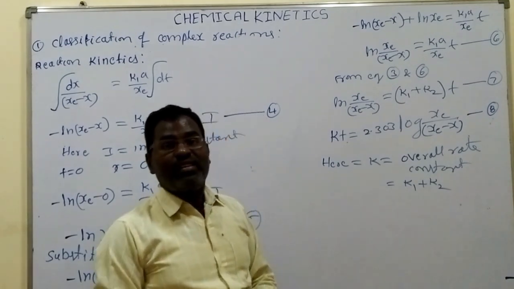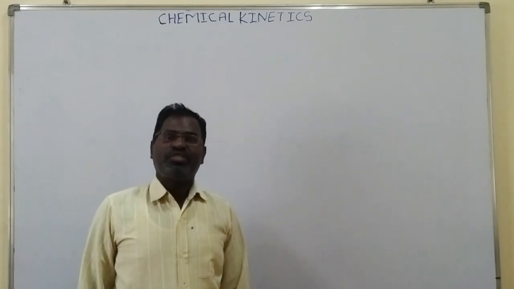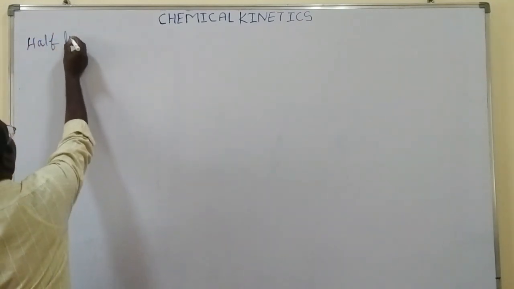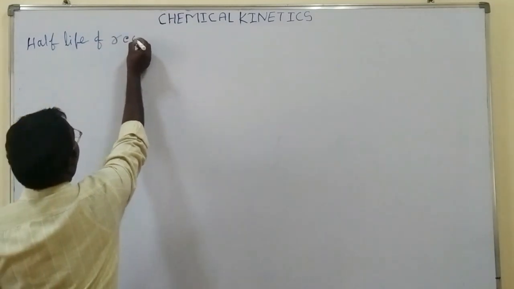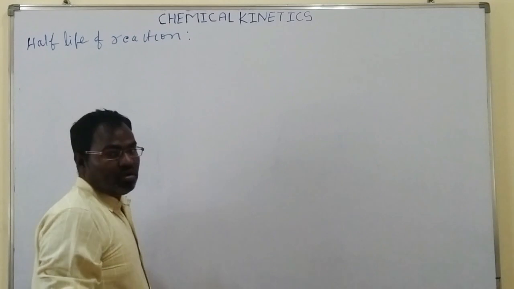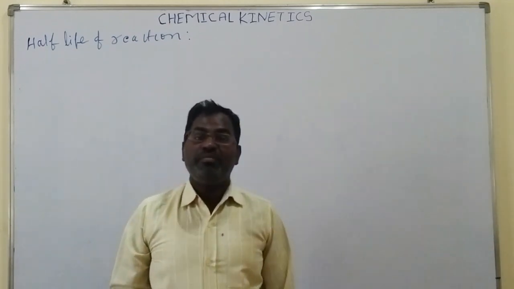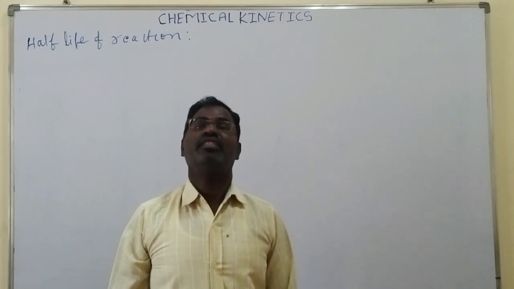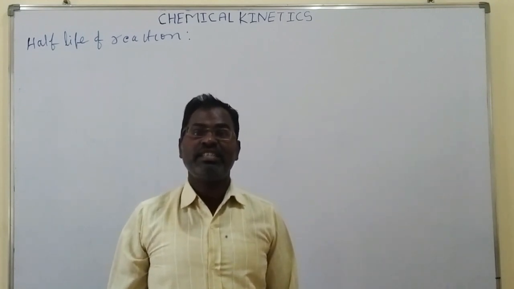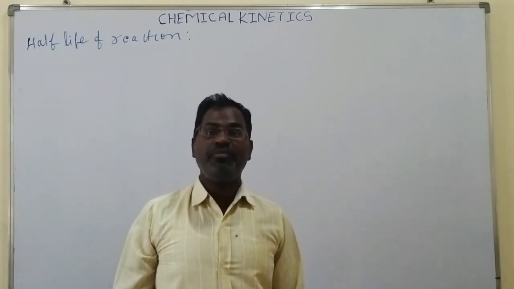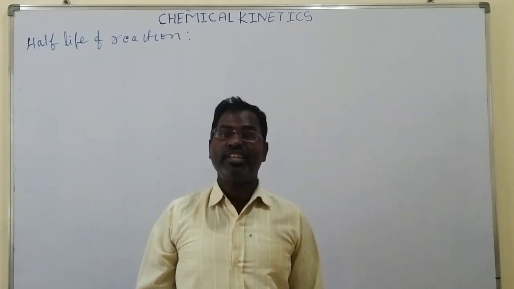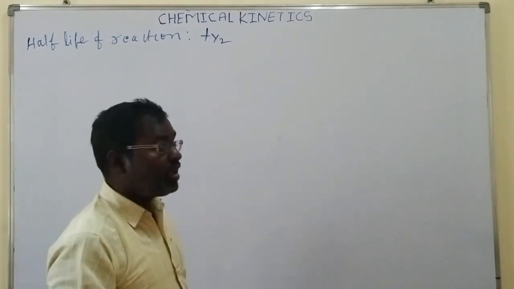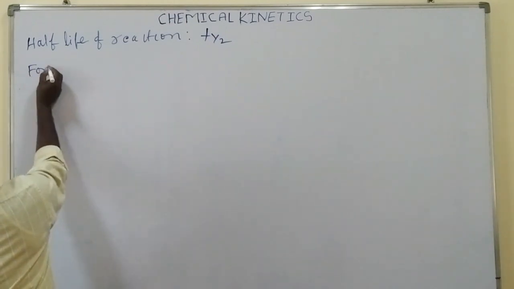Now we have to calculate the t half value. Next one is the half-life of a reaction. The minimum time required for the initial concentration of the reactant to become half is called the half-life of the reaction. It is generally denoted by t half.